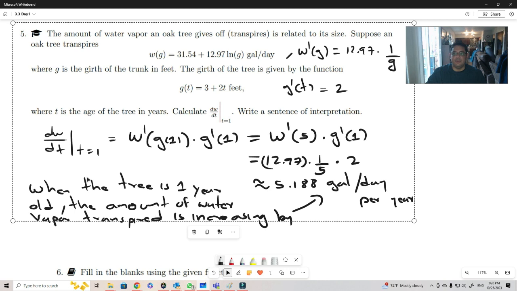So notice that the interpretation of the rate of change, for the most part, is still going to be in terms of the final rate that we're working with. So in here, it was W in terms of T. So we get the units of W over the units of T.